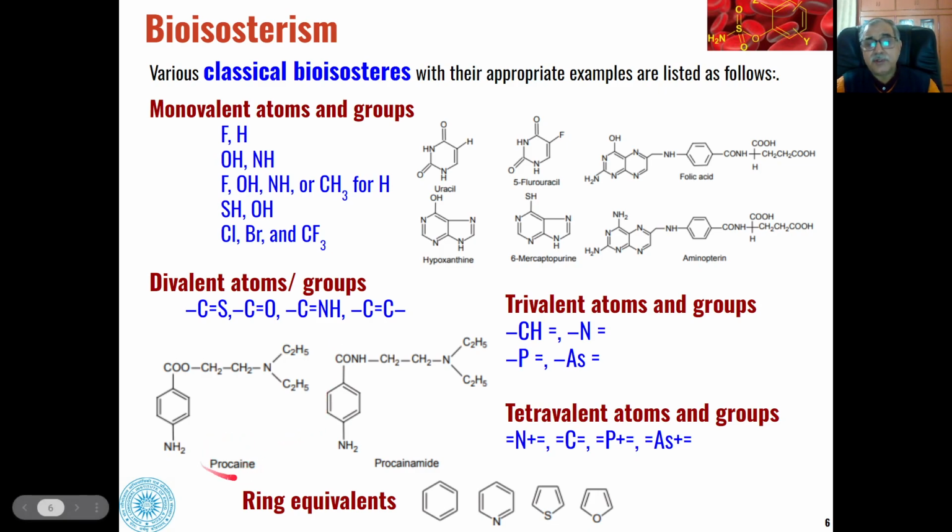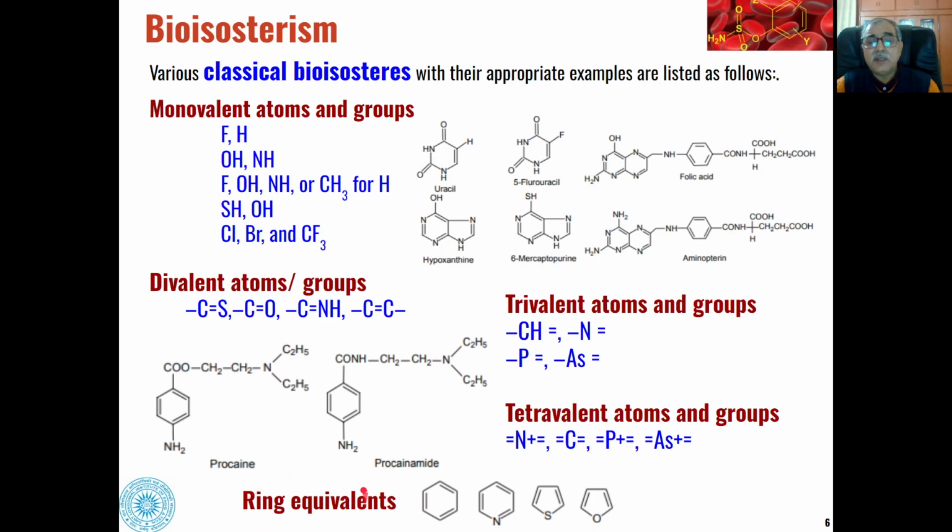For example, if we see procaine and procainamide, this is an ester group and this has been replaced by an amide group. The rest of the molecule is the same in both cases. So both of these are examples of classical bioisosteres. Then similarly, trivalent atoms or groups or tetravalent atoms or groups can also act as classical bioisosteres.